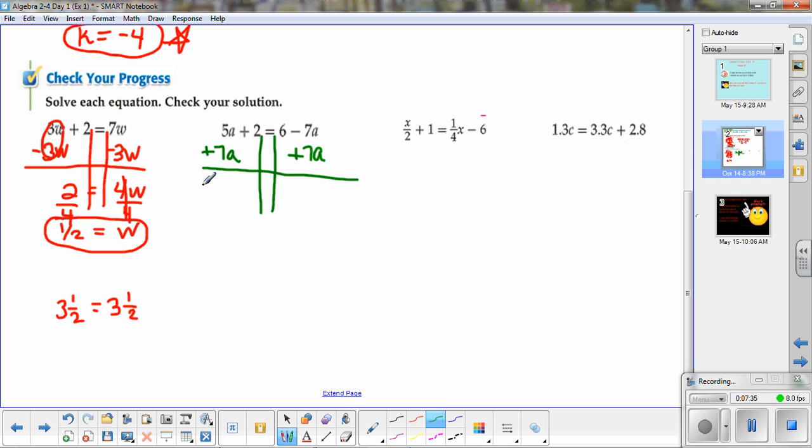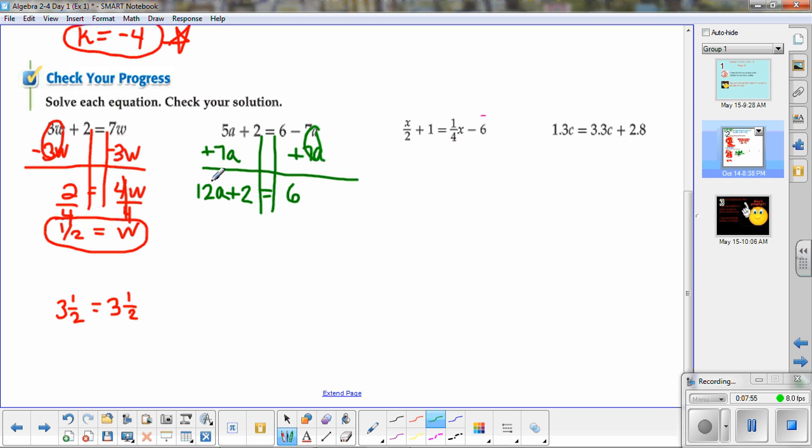5a plus 7a is 12a. You're going to bring this plus 2 all the way down. And then the negative 7a plus 7a, that's going to be 0, and you're left with just 6 on the right.